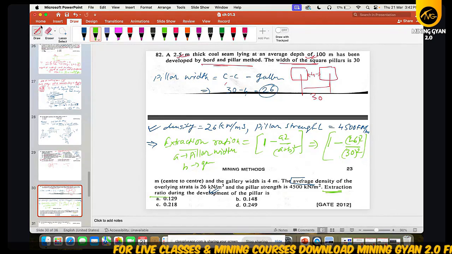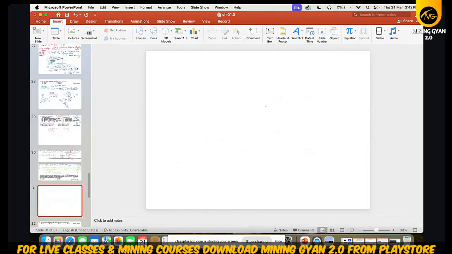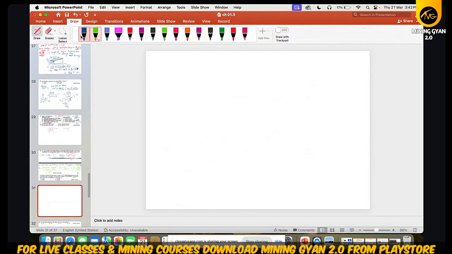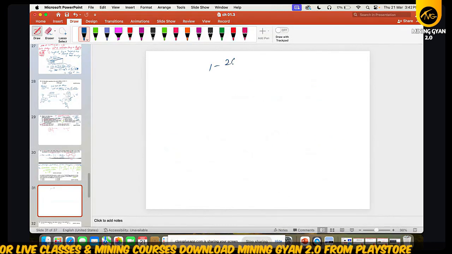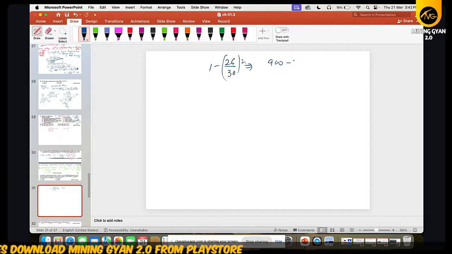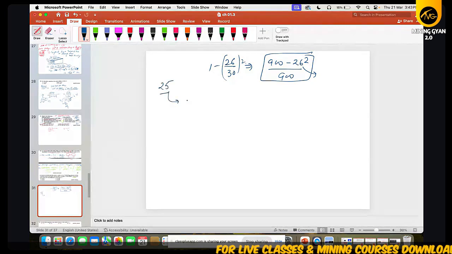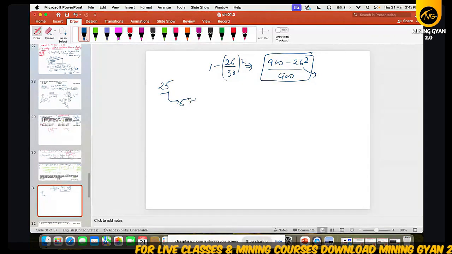So the pillar width we calculated is 26, so A is 26 and A plus 4 is 30, squared. Okay, should I go to the next question or not? Then 1 minus 26 squared by 30 squared, which is 900 minus 26 squared by 900. I know the multiplication because I know squares up to 25, and also 26. So it will be 676.